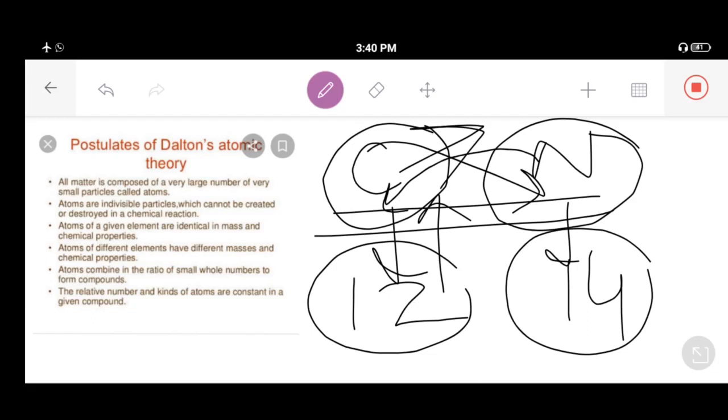My dear students, in the next video lecture, we are going to study some more postulates of John Dalton's atomic theory.